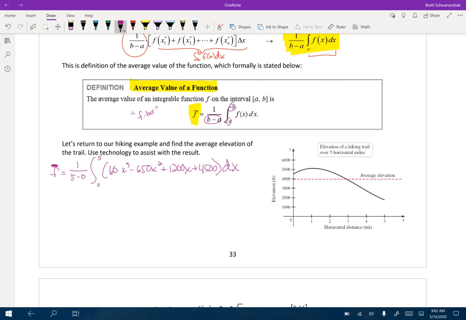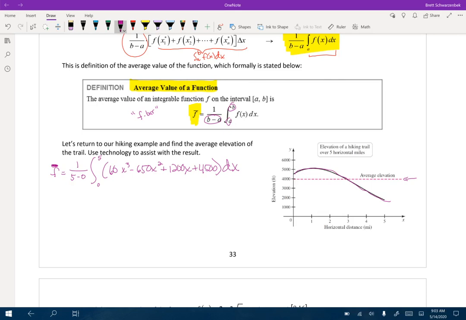So the graph here is our function, this third degree polynomial that we have. And we're trying to find the average elevation. The average elevation is going to be some value between these two, somewhere in the middle. Right now on the graph, it is actually marked, so we're going to verify that that is where the average elevation of that trail is by doing the mathematics over here.